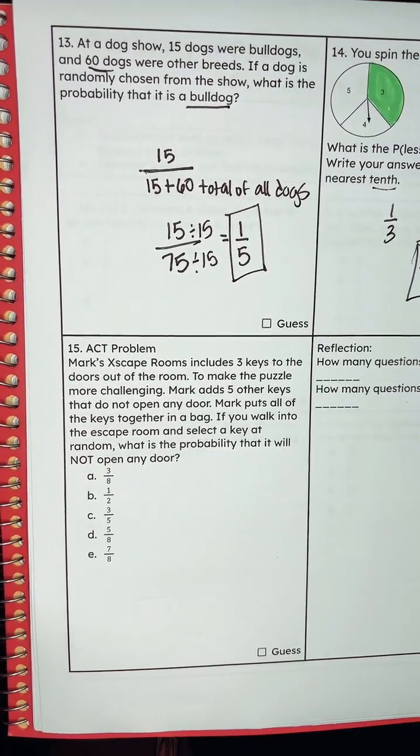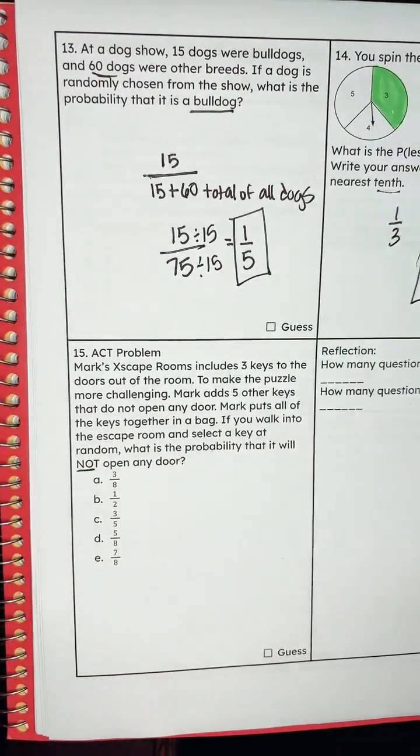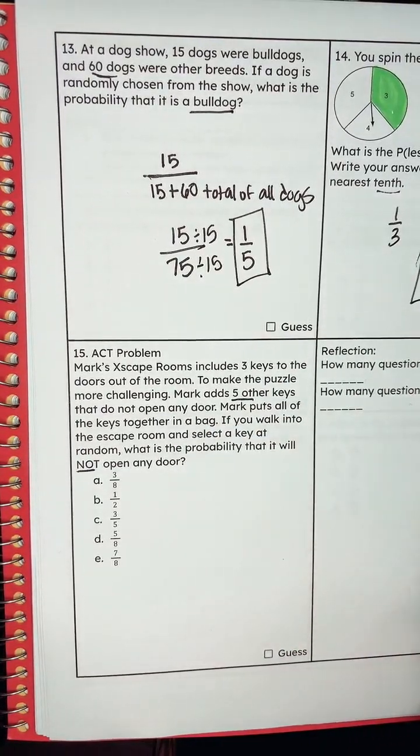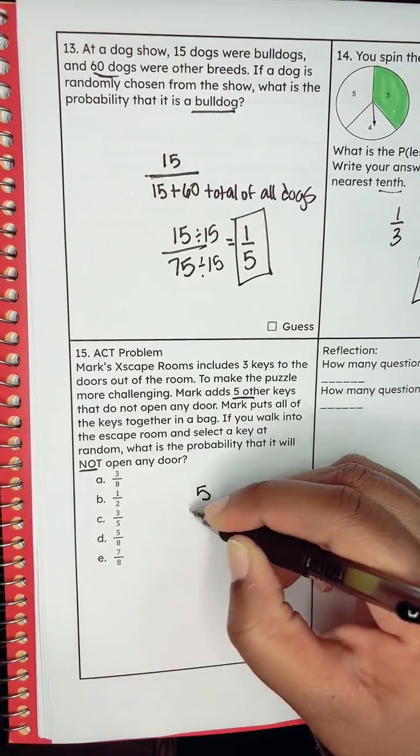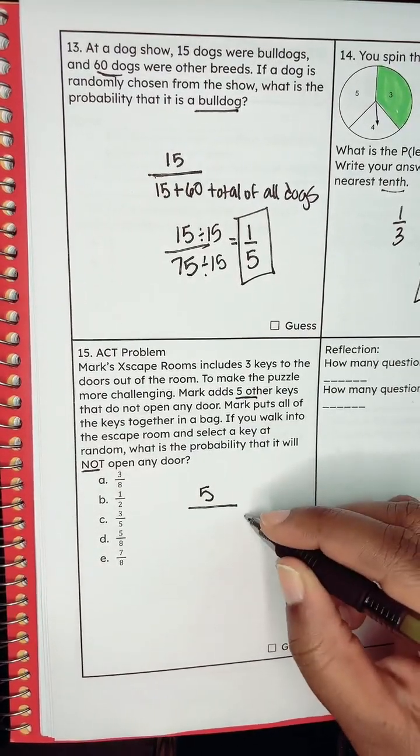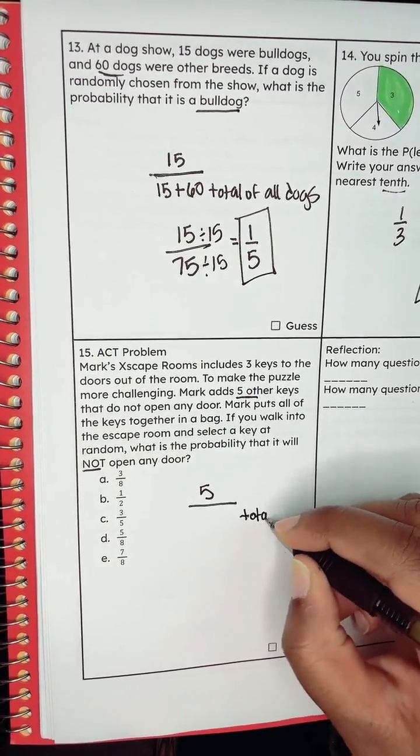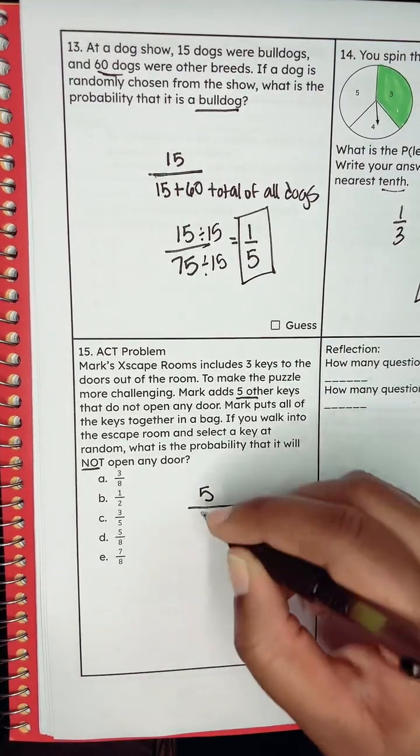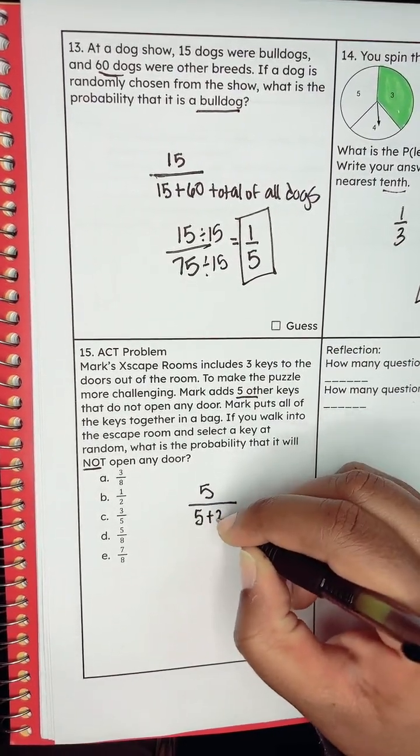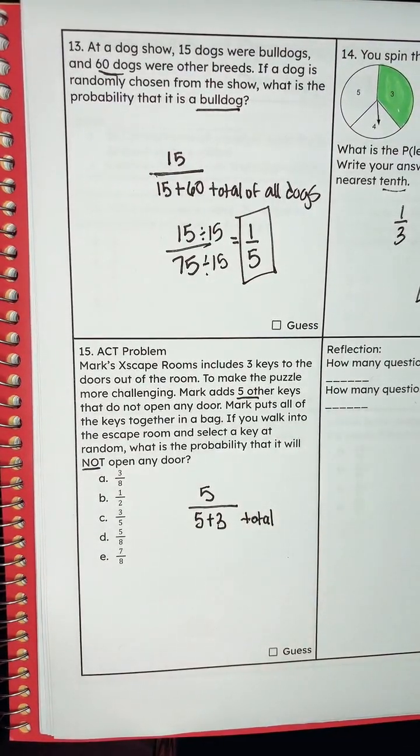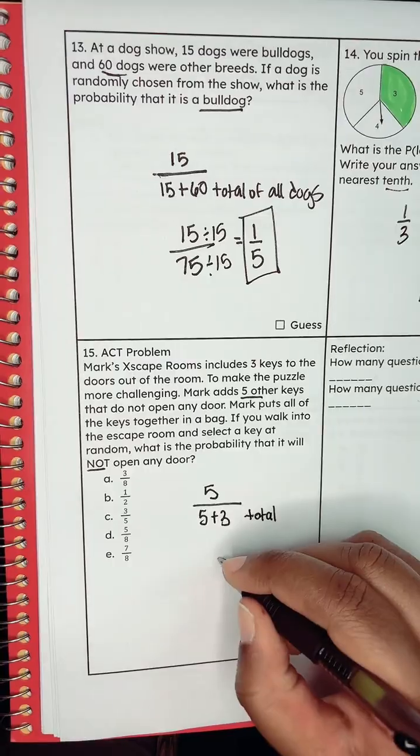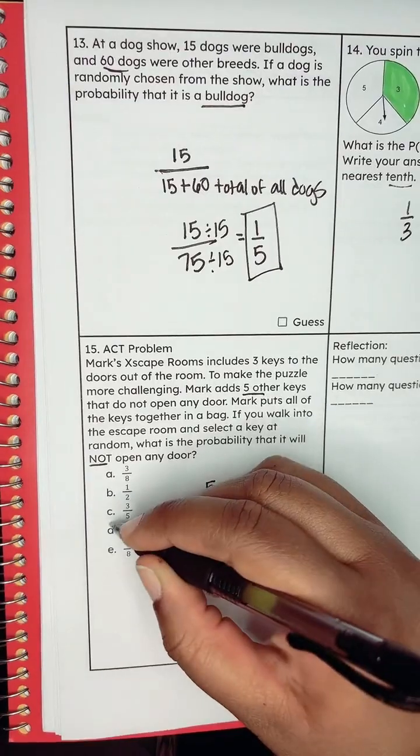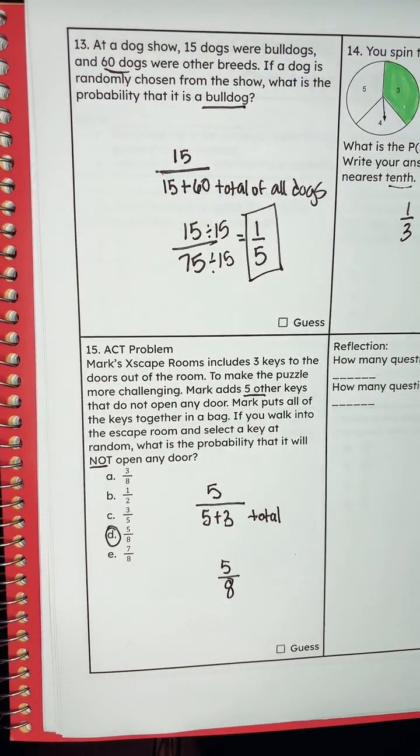All right, so we want the keys that do not open, right? So remember, Mark added these 5 other keys that do not open. So we know that's going to be our top number. And then remember, our total has to be how many keys do we have total? Well, we have 3 keys that open and 5 keys that don't. So to get our total, we add those. And then we're going to get 5 over 8. So D is our answer.